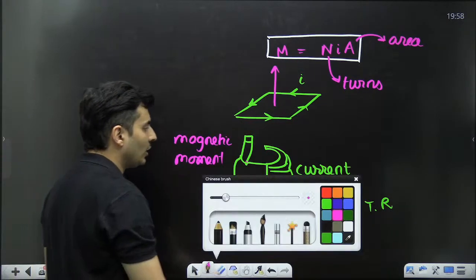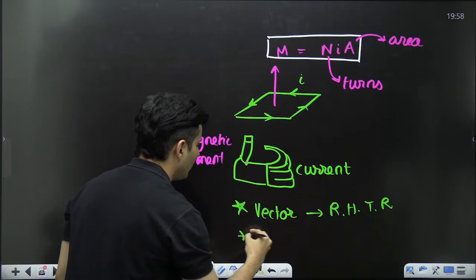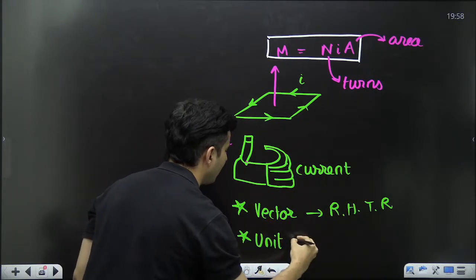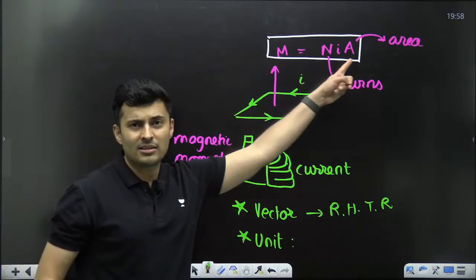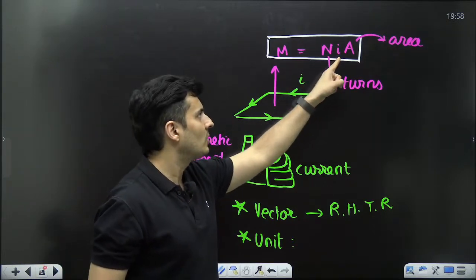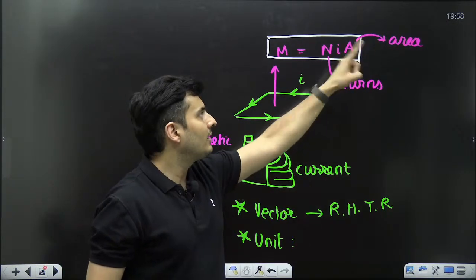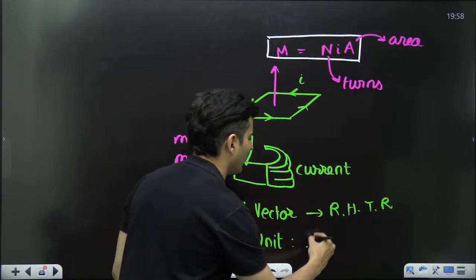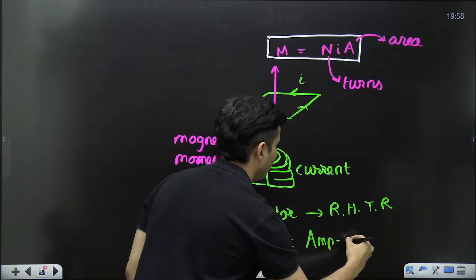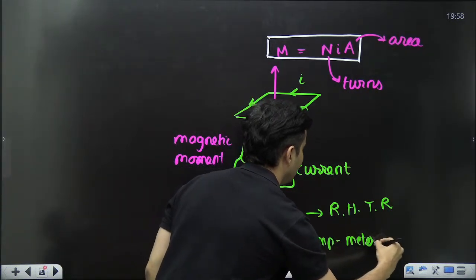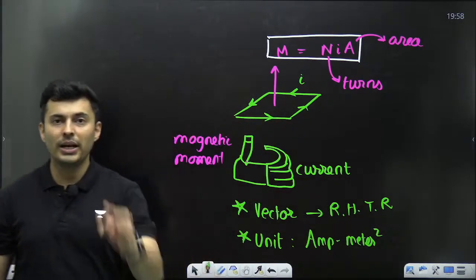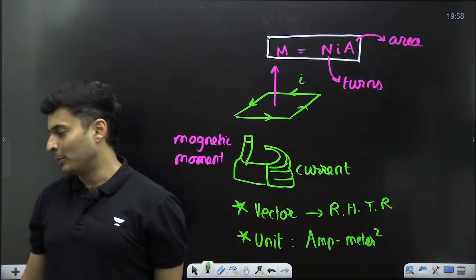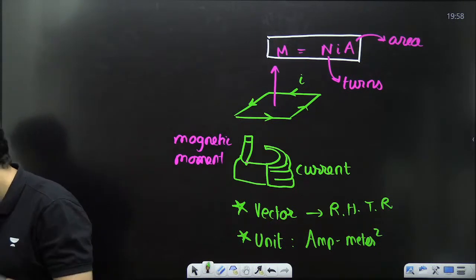Can you guess the unit of the magnetic moment? N is turns, no unit, dimensionless. I is current, A is area, so ampere into meter square. Ampere into meter square. That is the unit of your magnetic moment. Is that clear? Very good.